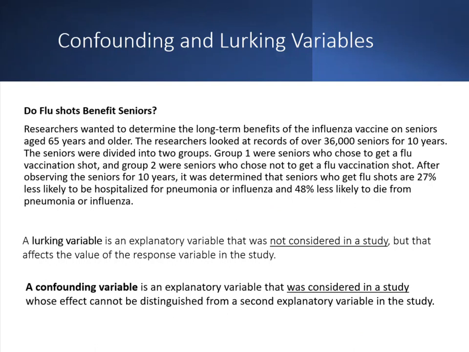One more variable we're going to discuss quickly is called a confounding variable. The confounding variable is an explanatory variable that was considered in the study, but you don't really have any idea how it would have impacted the outcome. So on a different note, not the flu shot, but if we want to consider a confounding variable, let's take, for example, if I wanted to study online class results, like whether or not students do better in a face-to-face versus an online class.